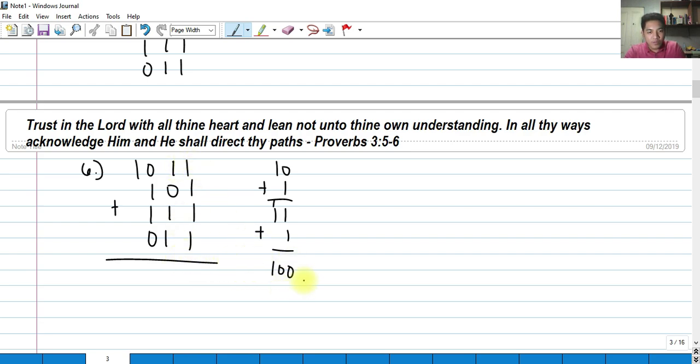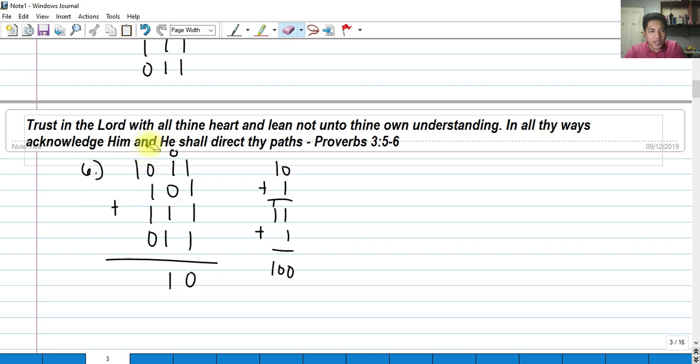So again, we write the 0 here, and we carry another 1 on the next digit. Okay, so we have 0 plus 1 is 1, plus 0 is 1. 1 plus 1 is 0 carry 1, that's 1 0. Plus 1, that is 1 carry 1 here. Okay, we have a carry here.